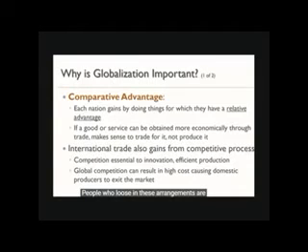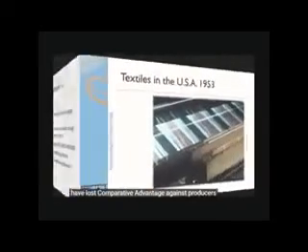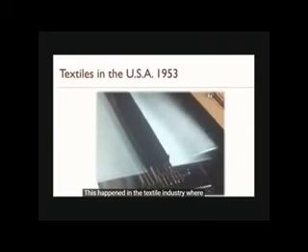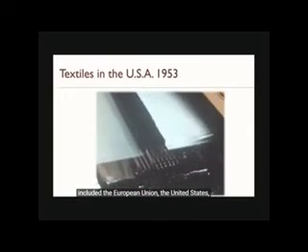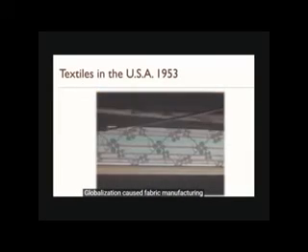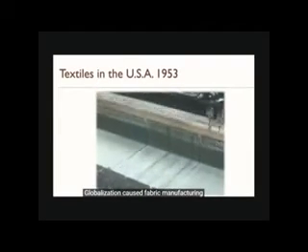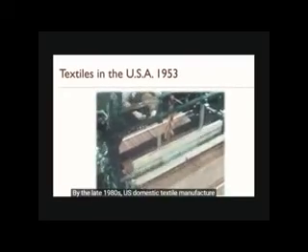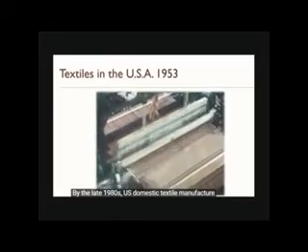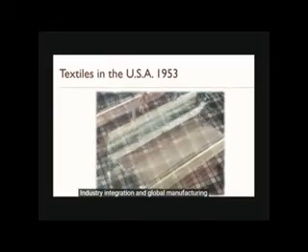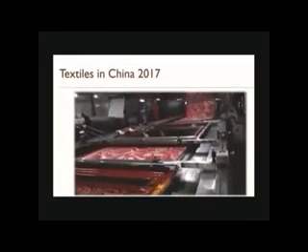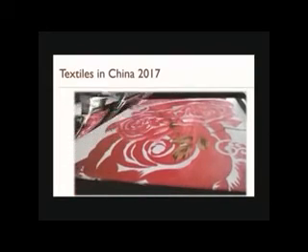People who lose in these arrangements are the domestic workers in those industries that have lost comparative advantage against producers in other countries. This happened in the textile industry, where in the 20th century, significant trading countries included the European Union, the United States, Canada, and Japan. Globalization caused fabric manufacturing to be largely outsourced to overseas labor markets for reduced cost reasons. By the late 1980s, U.S. domestic textile manufacture was no longer price competitive. Industry integration and global manufacturing led to many firms moving production facilities from developed nations to developing countries.